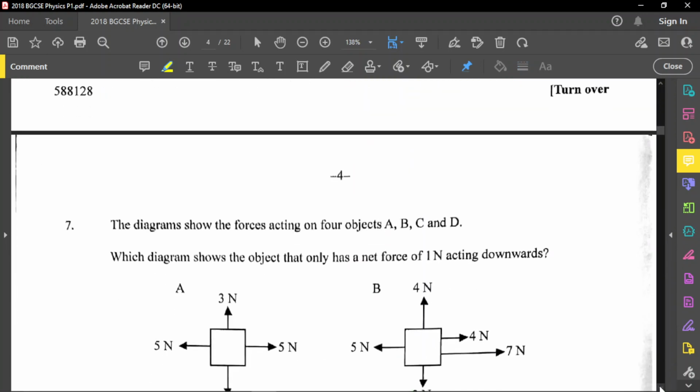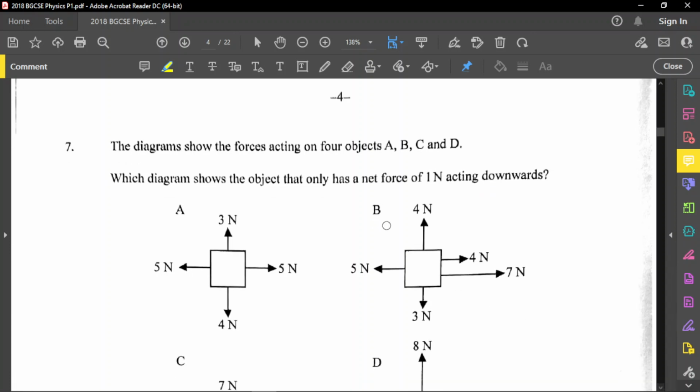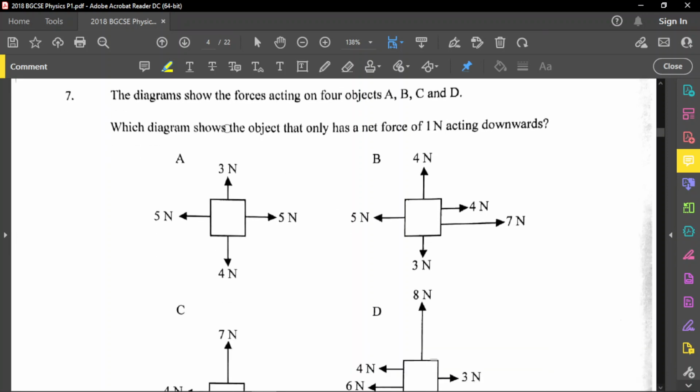In question number 7, it says diagrams show the forces acting on 4 objects, A, B, C, and D. It asks which of the diagrams shows the object that only, this keyword here, only has a net force of 1 Newton acting downwards. So we're going to work out all of these diagrams to prove our answer.